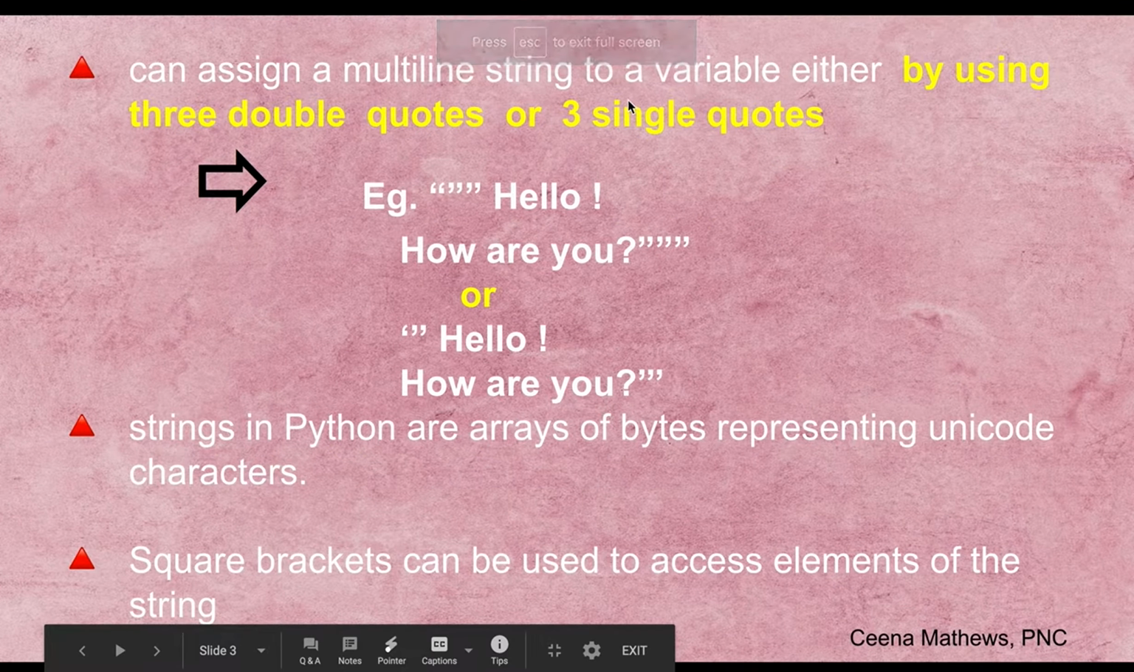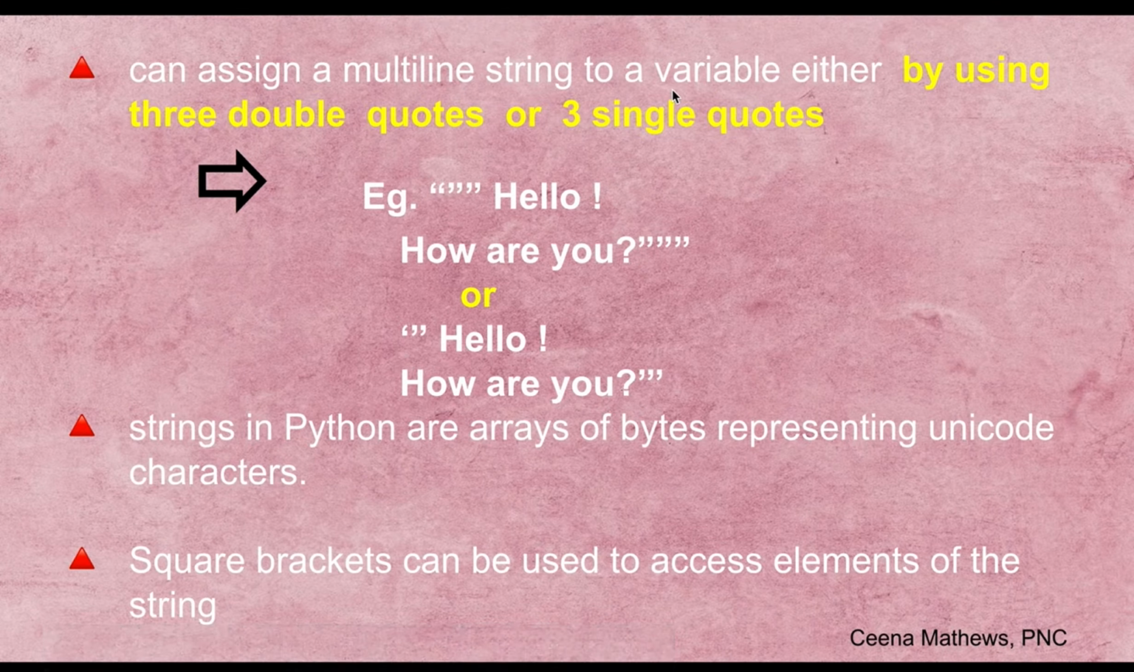You can also assign a multi-line string to a variable by using three double quotes or three single quotes. As you can see in the example, three double quotes, hello, how are you on the next line, followed by three double quotes again. The same can also be done using single quotes: three single quotes, hello, how are you, and at the end also three single quotes. Either way you can assign a multi-line string to a variable.